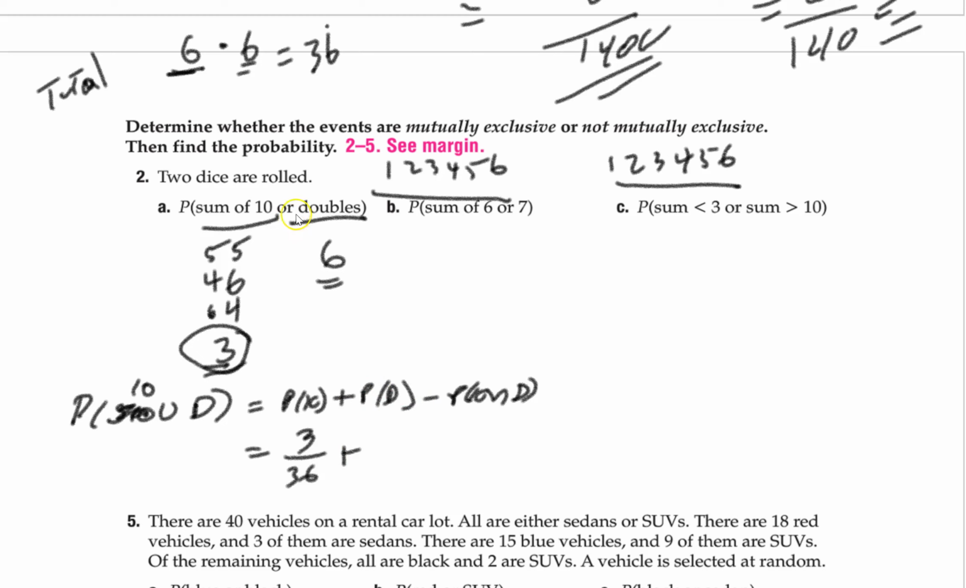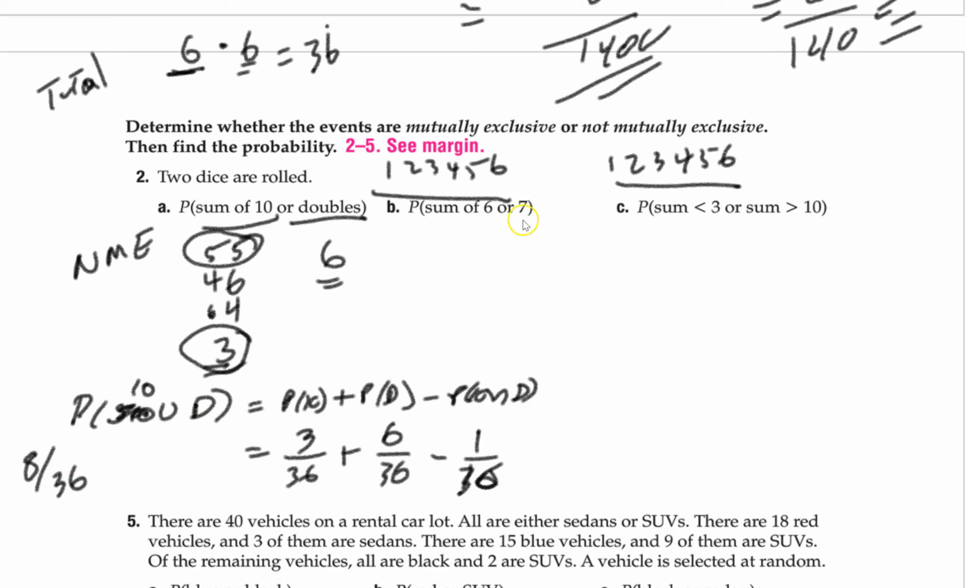Probability of getting doubles. Well, there's 6 doubles, right? 1, 1, 2, 2, 3, 3, 4, 4, 5, 5, 6, 6. So 6 out of 36. Now, do they have anything in common? Let's look at it. The only ways I could get 10 were 5, 5, 4, 6, 6, 4. 5, 5 is a double, right? So there's one thing in common. And there you go. So they're not mutually exclusive because they have something in common. And the probability would be 3 plus 6 is 9, 9 minus 1 is 8. You have an 8 out of 36 chance of either getting a sum of 10 or a double.